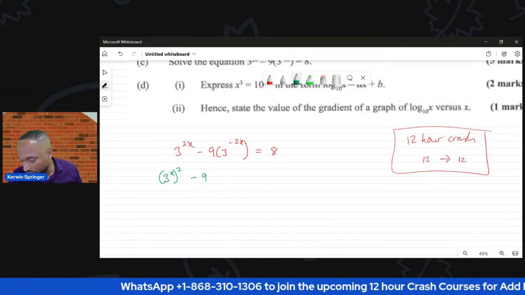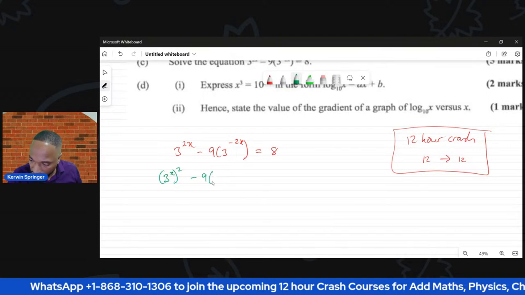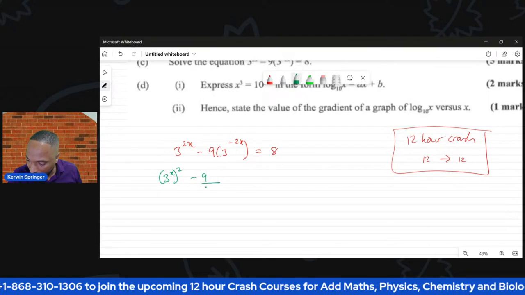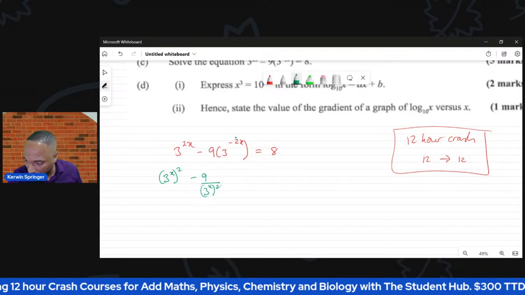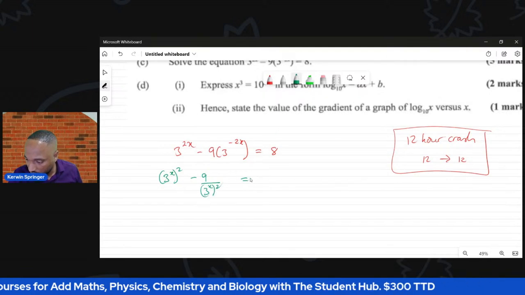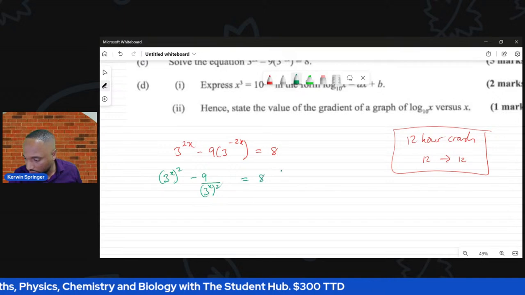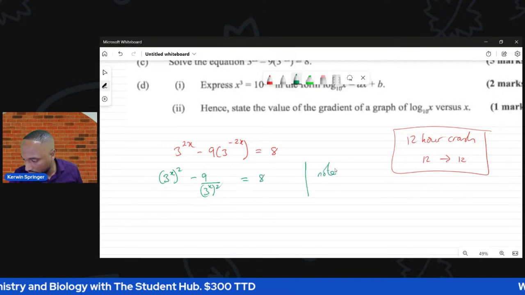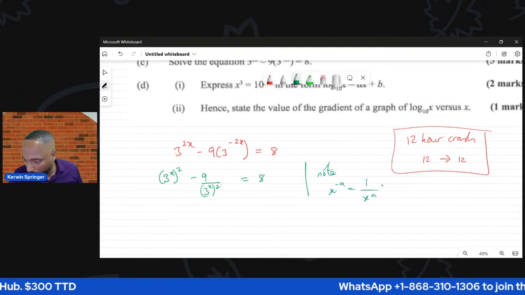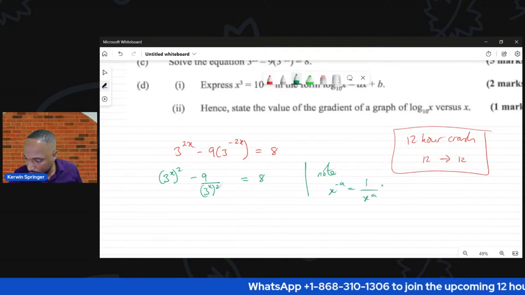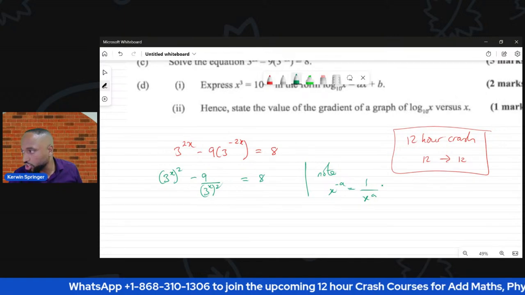And this is 3 divided by 3 to the power of x, all squared, because I'm bringing only negative 2, is equal to 8. Note that x to the power of negative a is equal to 1 over x to the power of a. That's the first step I'm taking there. 3 to the power of x.